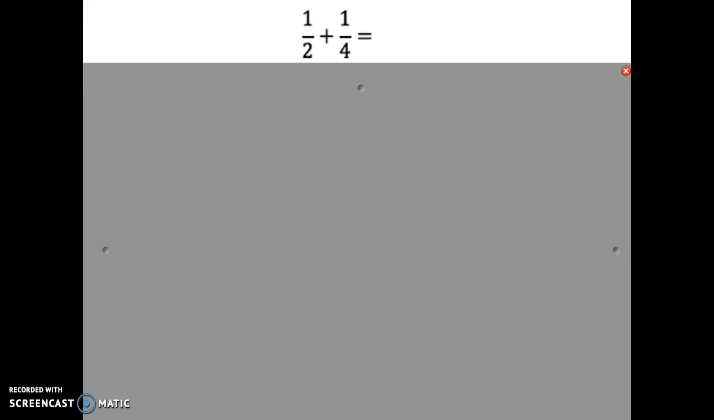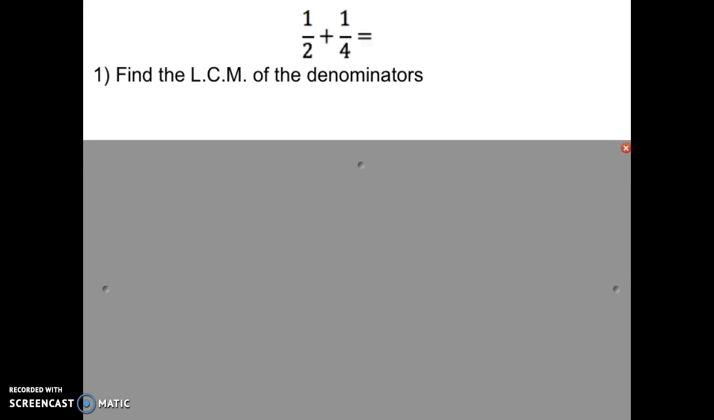I'm going to recommend doing this algebraically with a few steps. First of all, we're going to want to find the least common multiple of the denominators. So let's look at our denominators. We have 2, we have 4, so the least common multiple of the 2 and 4 should be 4.